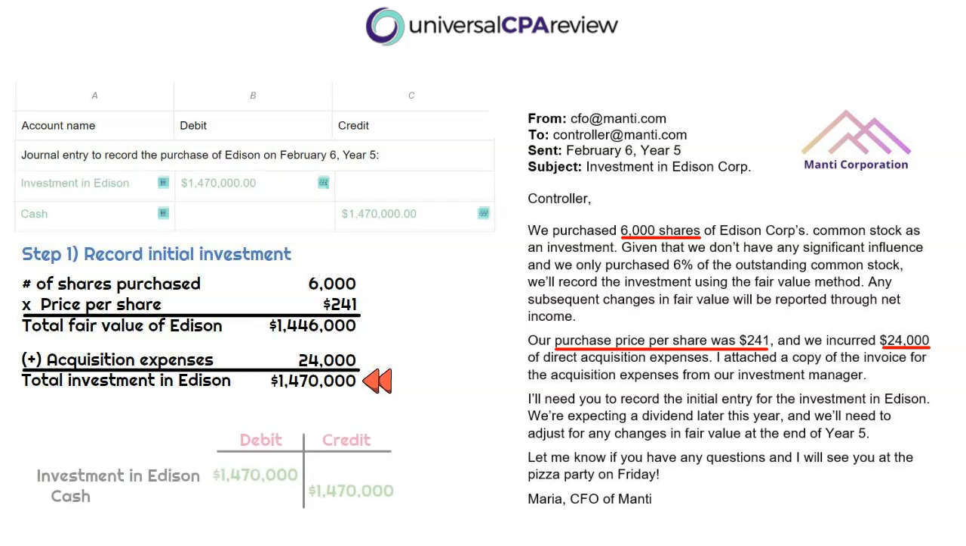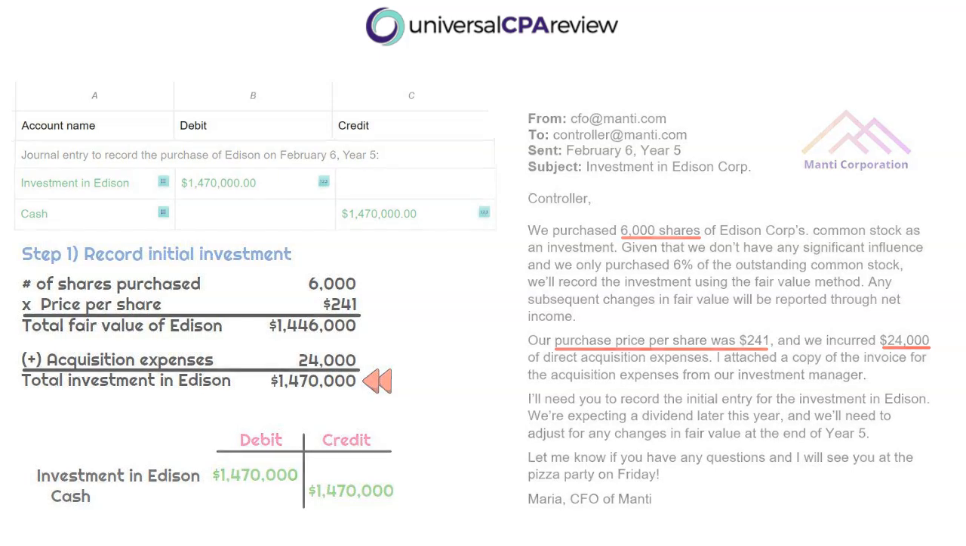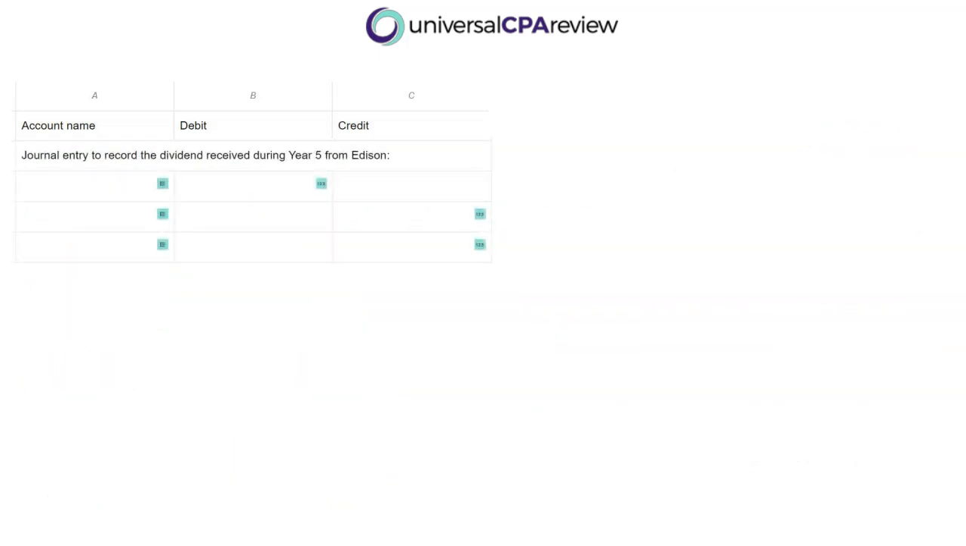That takes it up to a total investment in Edison of $1,470,000. Now the journal entry is pretty simple. It's going to be a debit to investment in Edison for that $1,470,000, and then a credit to cash. So we're placing the asset on the balance sheet with the debit, and the credit to cash is for the outflow that we paid the broker for the stock that was purchased. So that journal entry is fairly straightforward.